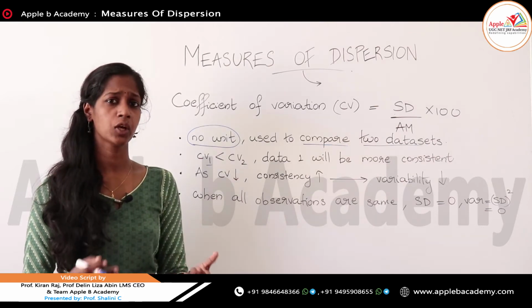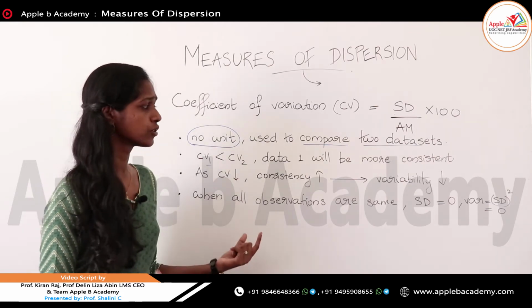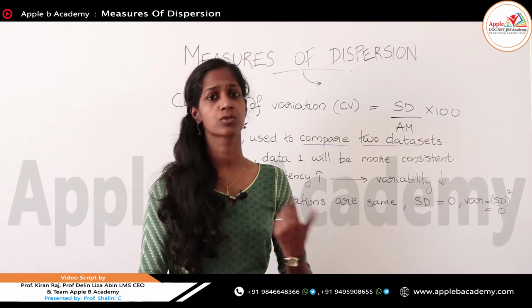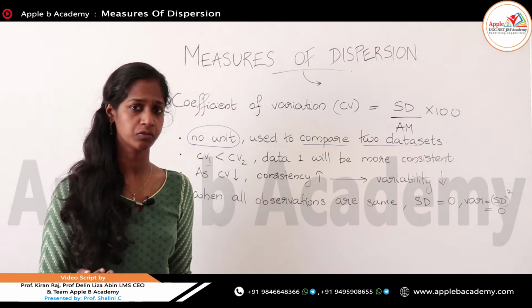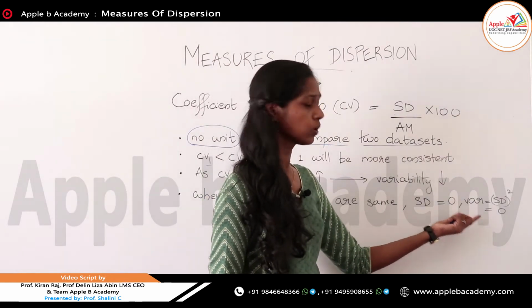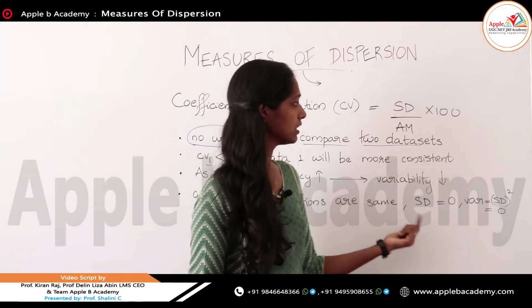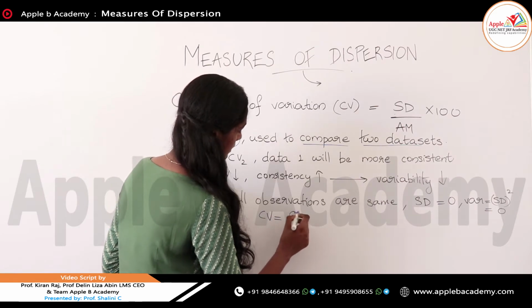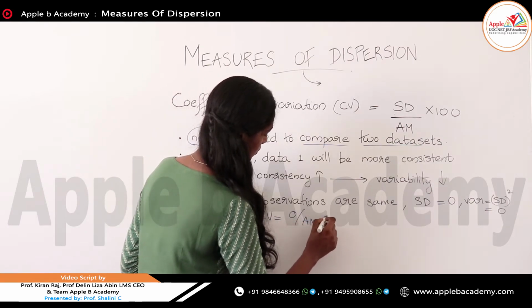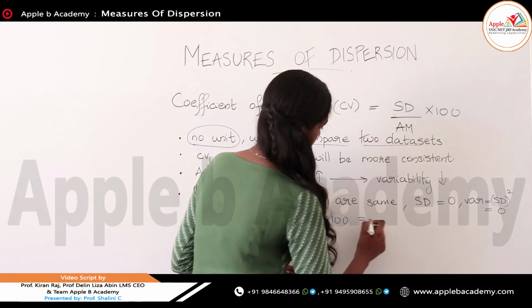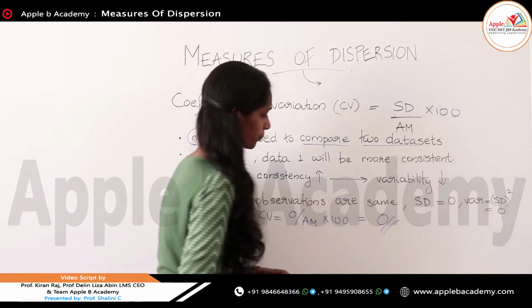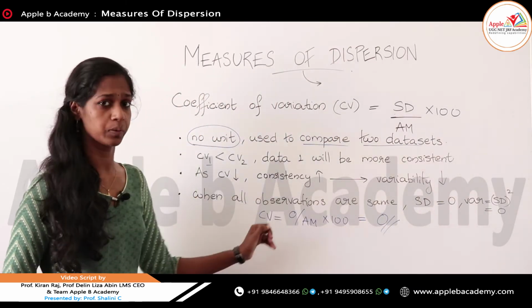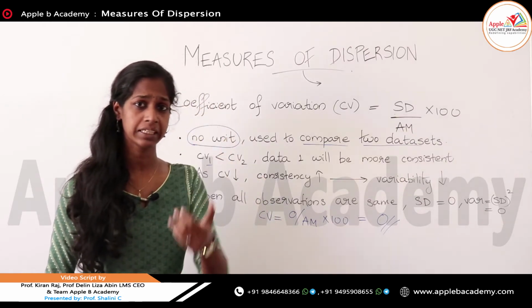So what if all the observations in a data set are the same? Basically there is no variance. Standard deviation is basically the square root of variance. So since variance is 0, standard deviation will definitely be 0. In that case, the coefficient of variation will be 0 by arithmetic mean into 100, again 0. So when all the observations are the same, there is no variability in the data set.